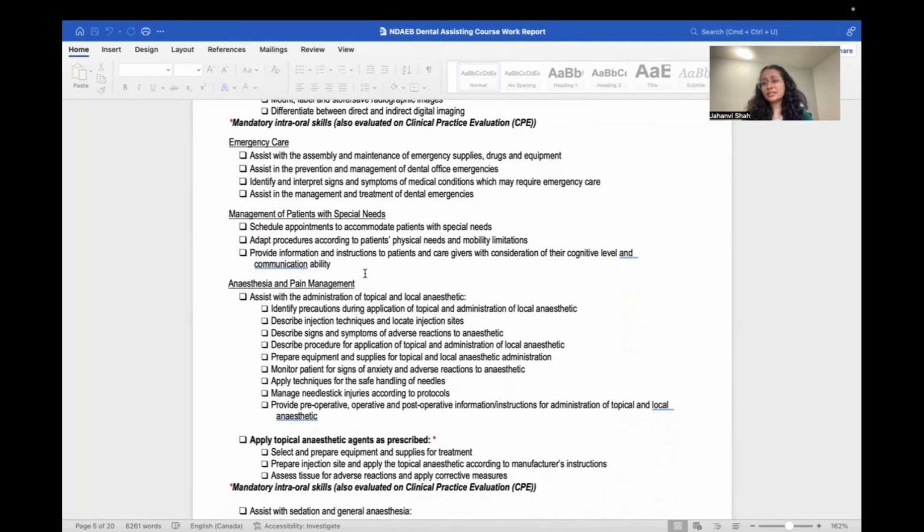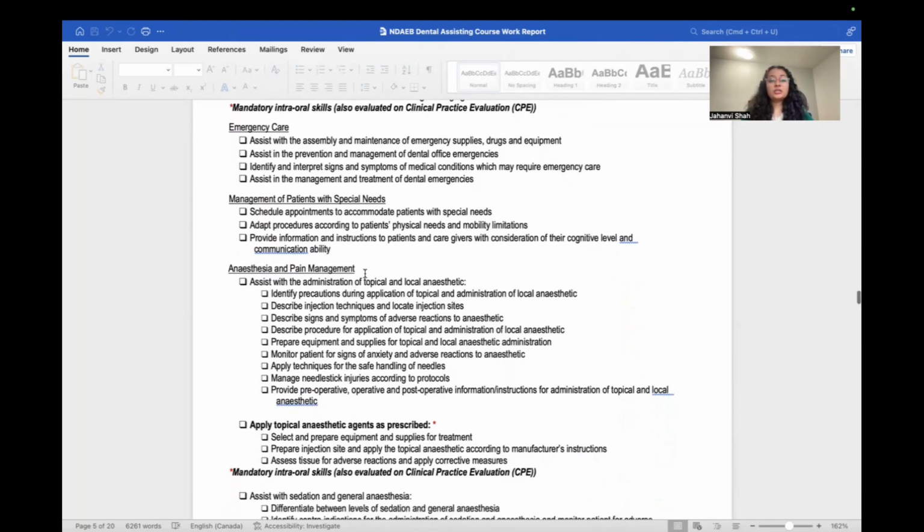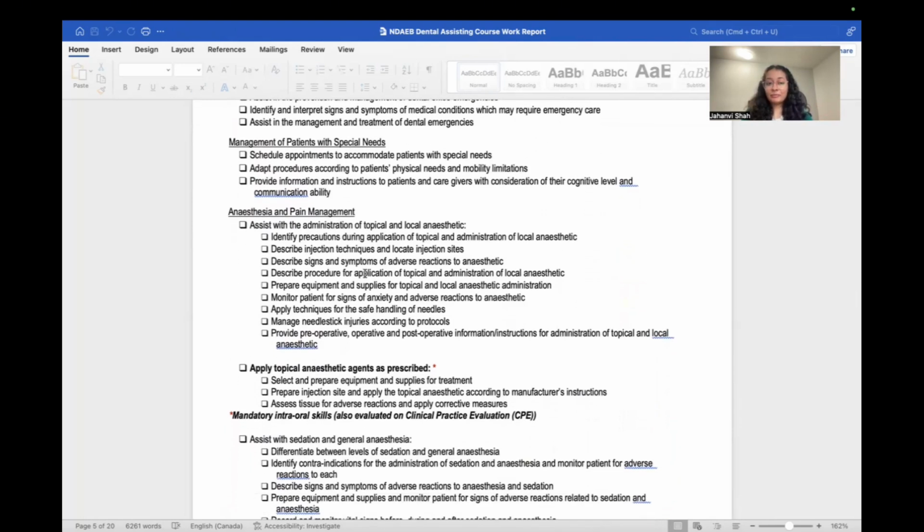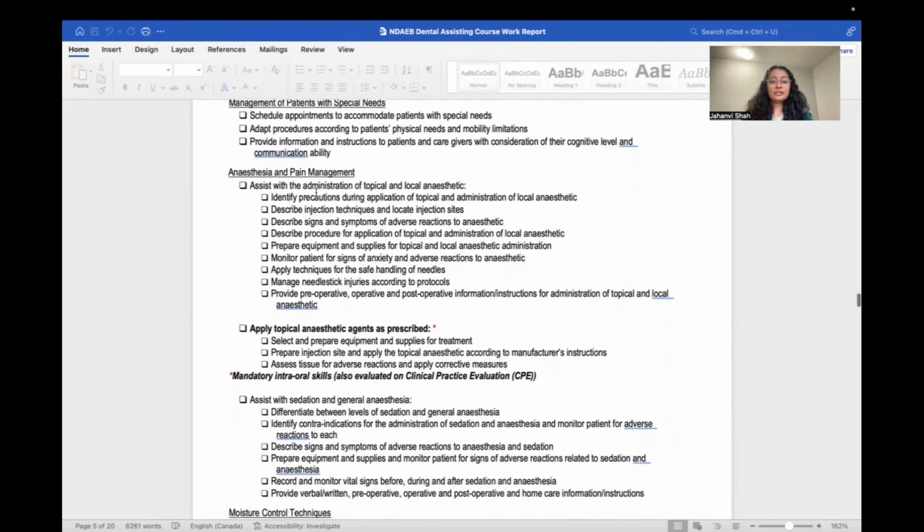When we have special needs kids or humans or adults which require more than just usual, we have to let them know where did we read them. Then comes the anesthesia and the pain management. Identifying precautions during application of topical and administration of local anesthesia. We do it during root canals, doing extractions, and so many other things, of course.